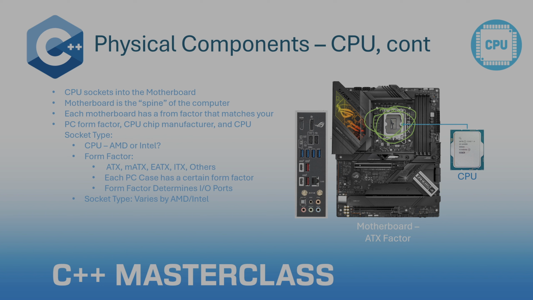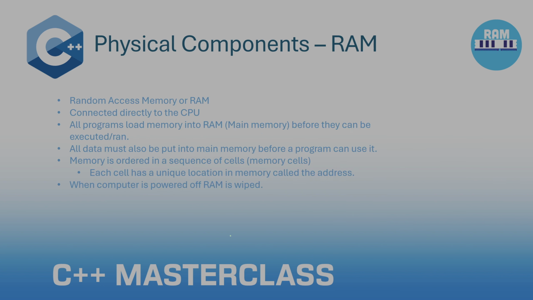Each motherboard has a form factor that matches your PC form factor, CPU chip manufacturer, and CPU socket type. So for the CPU, is it going to be AMD or Intel? Form factor: ATX, MATX, EATX, ITX, and others. Each PC case has a certain form factor. Form factor determines input-output device ports. So on my old PC, guys, I had a smaller form factor. So this is the current input-output device panel for USBs, internet, sound on this current motherboard, which is the one in my computer. I use a lot of stuff. And socket type varies by AMD and Intel.